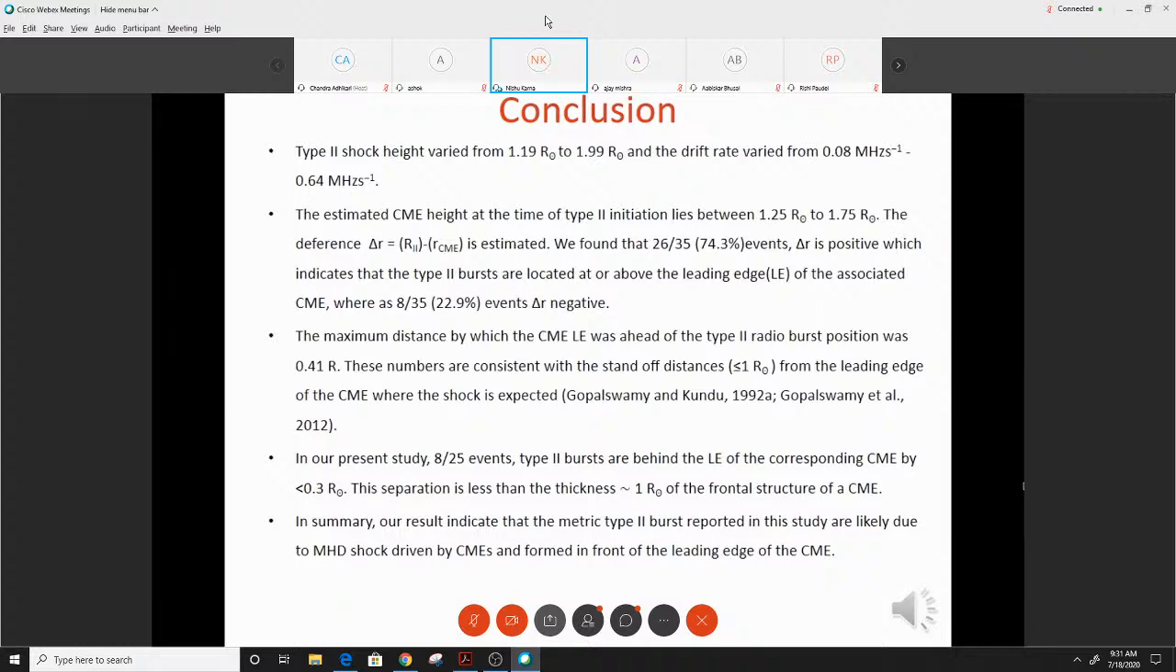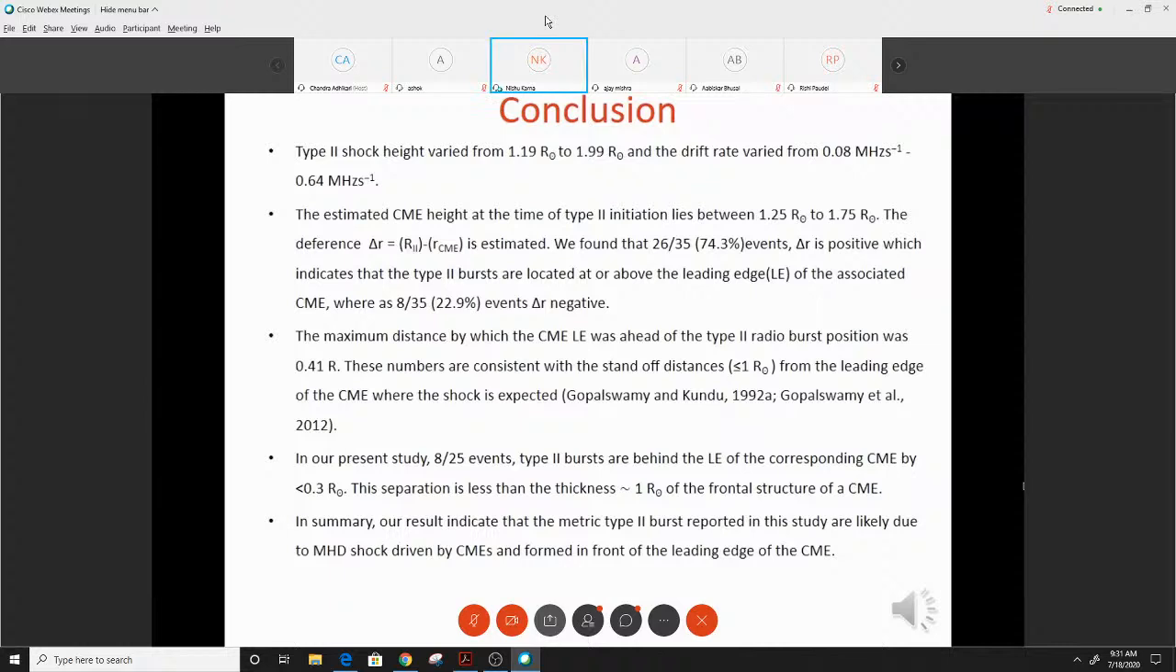The difference between the type 2 and CME height is estimated. We found that in about 74.3% of events, this difference delta R is positive, which indicates that the type 2 radio bursts are located at or above the leading edge of the associated CME. The maximum distance by which the CME leading edge was ahead of the type 2 radio burst position was 0.41 solar radius. These numbers are consistent with the standoff distances, which are less than or equal to 1 solar radius from the leading edge of the CME, where the shock is expected.